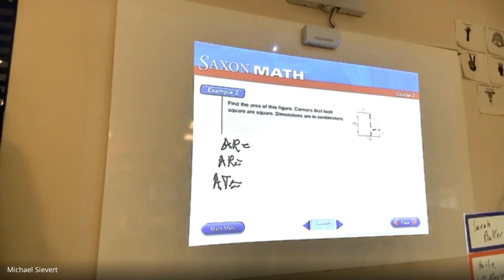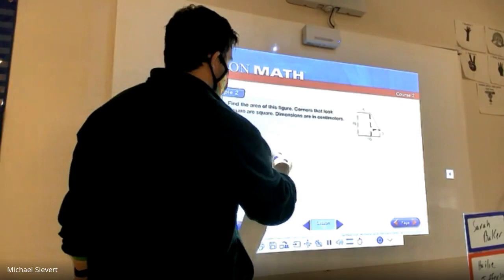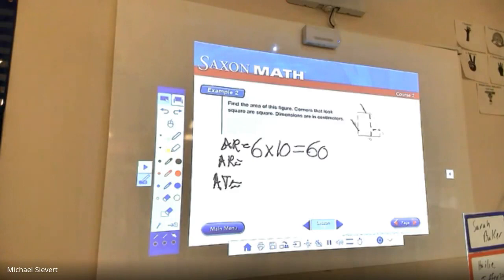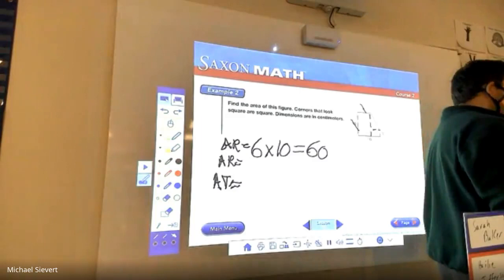Carry on. It would be 6 times 10, which equals 60. Right. Great, now these are done. Don't have to worry about them. They did take some stuff up. Let's do the other rectangle, this smaller one. Okay, what's the length and width of this smaller rectangle?